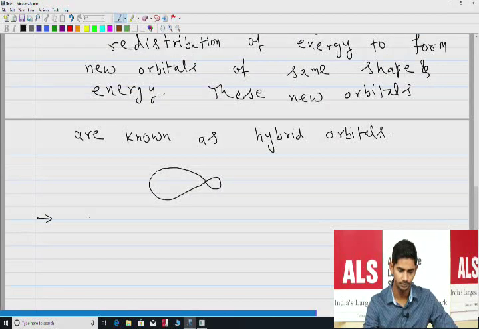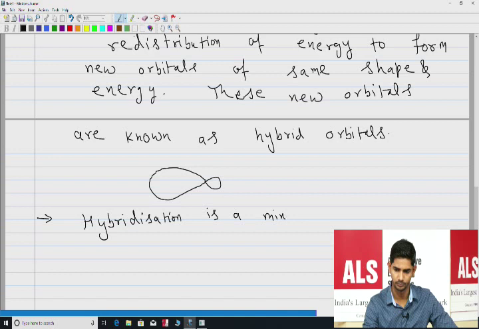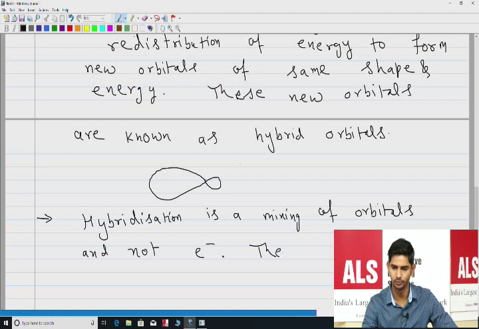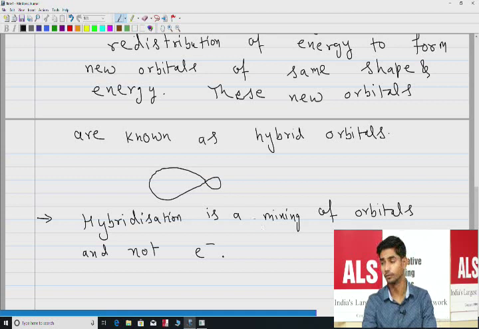Next, hybridization is a mixing of orbitals and not electrons. Therefore, guys, these are very core important points that you have to remember.